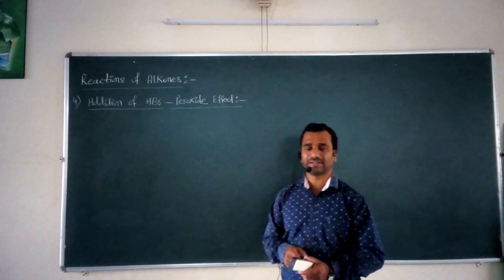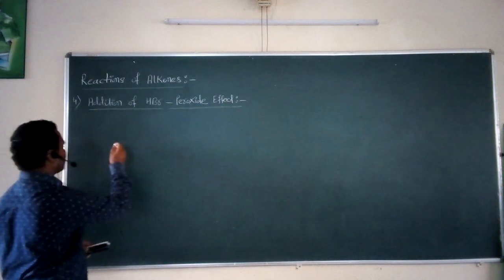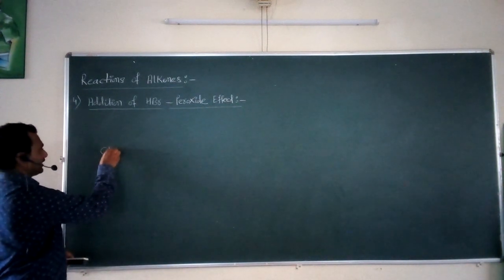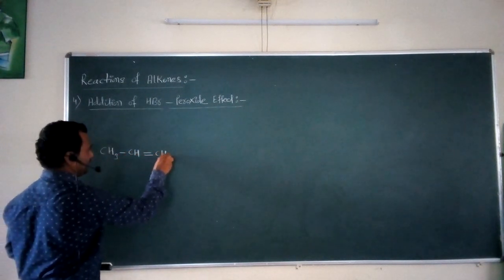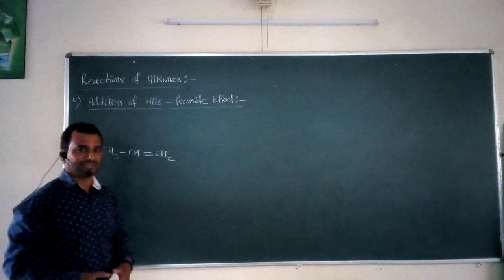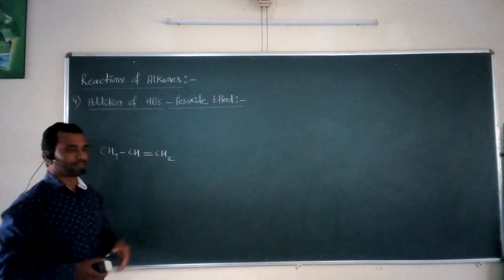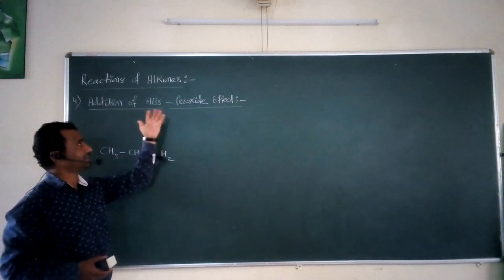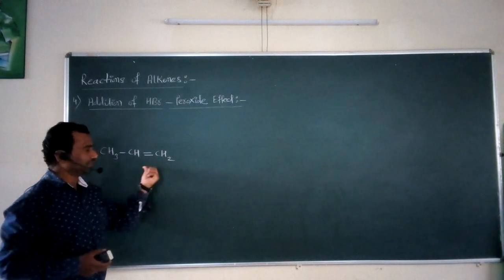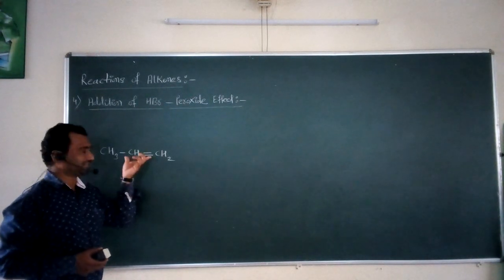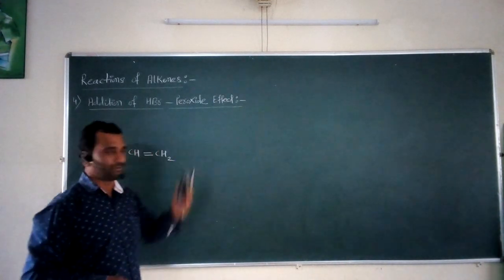So for this purpose I take one simple reactant molecule, CH3-CH=CH2. This reactant molecule is called propene. This propene is our reactant molecule. On this propene we have to add a reagent called hydrogen bromide. Whenever we add this reagent across this carbon-carbon double bond, what possible product formation can take place? That we have to write.